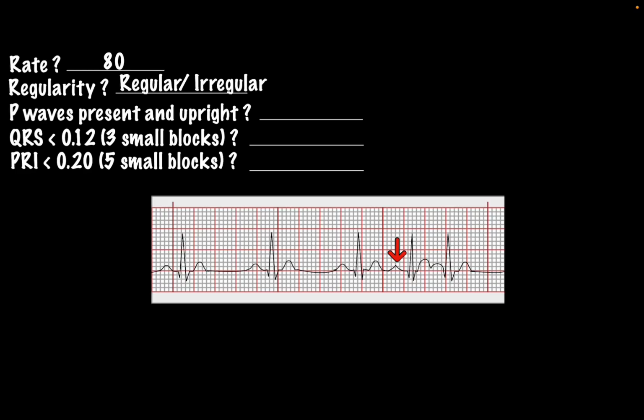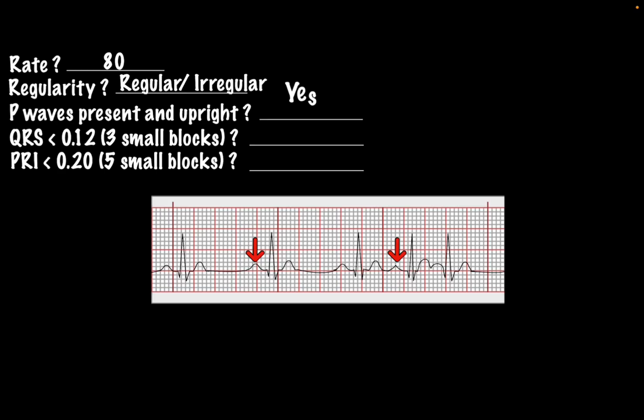Now, are the P waves present and upright? Yes, they're all present. They're all upright, but they're not uniform. So we need to acknowledge that so we can identify this beat. This P wave looks like the rest of them, and it meets all the criteria. So we're just going to say yes, but not uniform. But what about the other P waves? Well, let's take this P wave, for example. It looks normal, upright. It matches the rest of the P waves with the exception of the one with the PAC. So we're going to go ahead and say the P waves are upright and present.